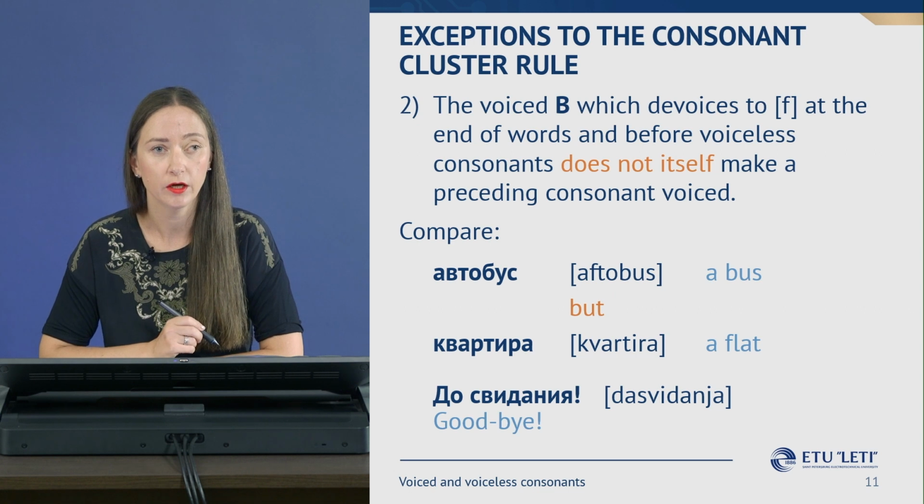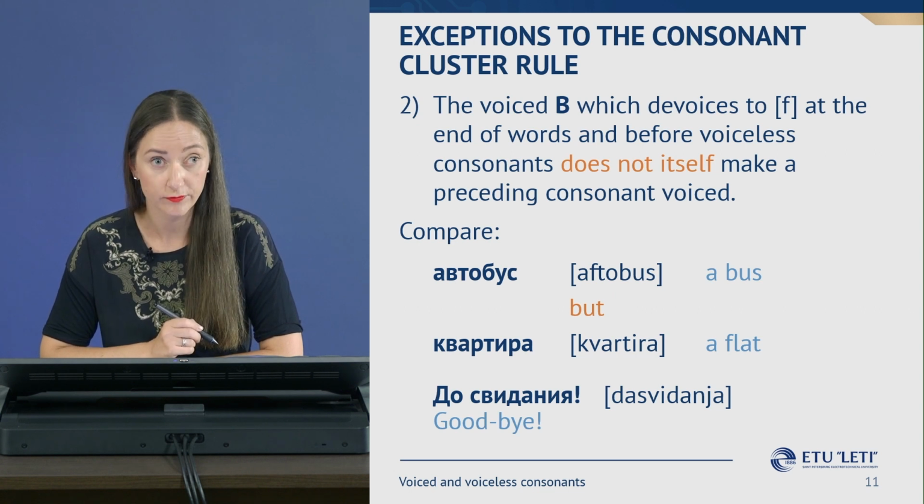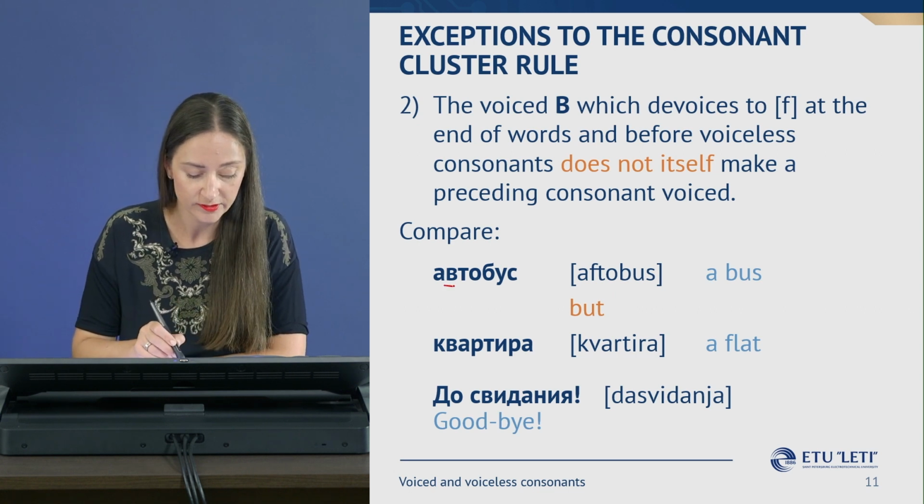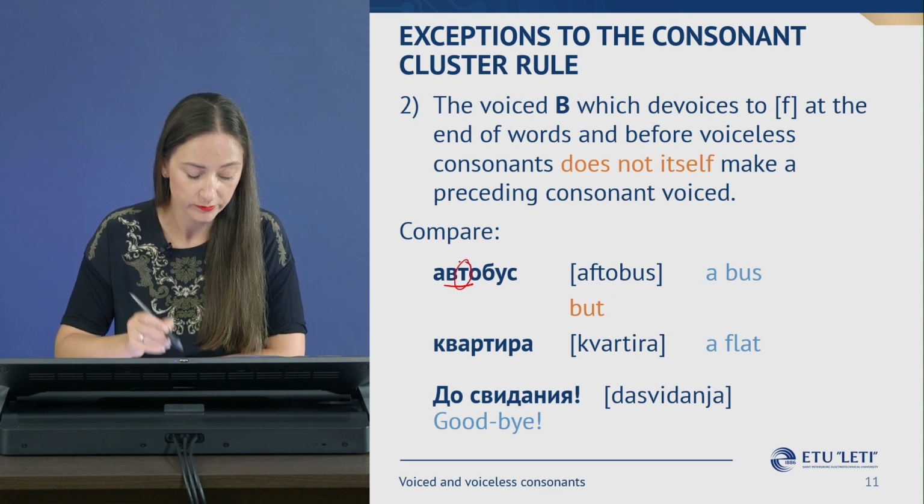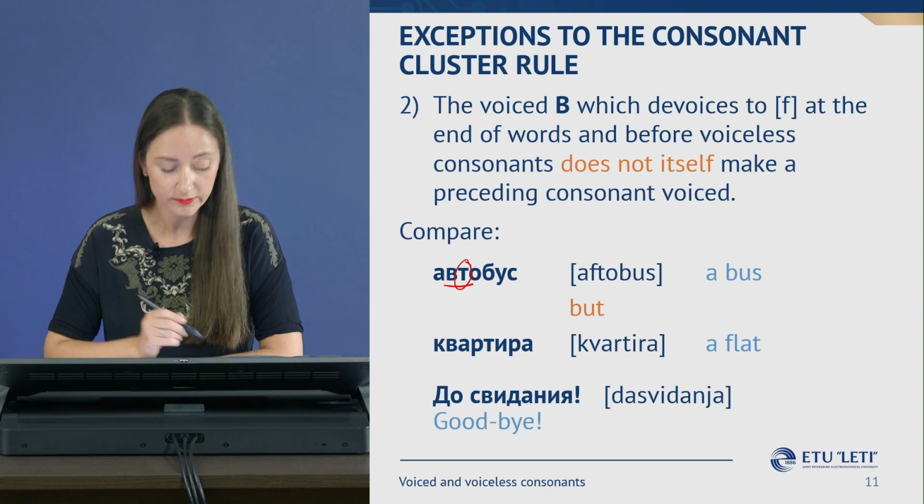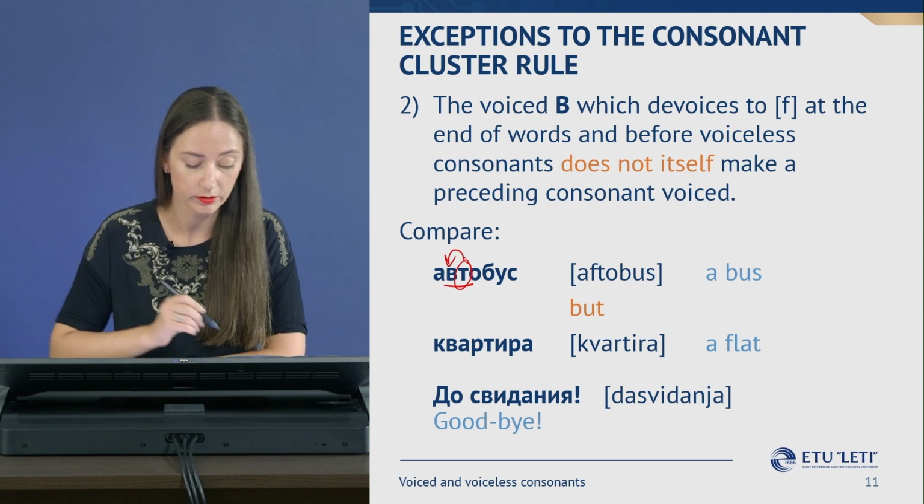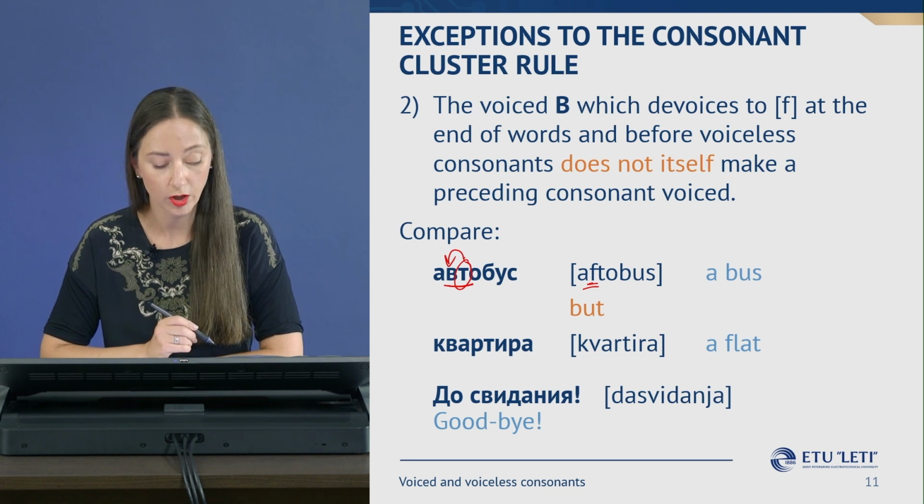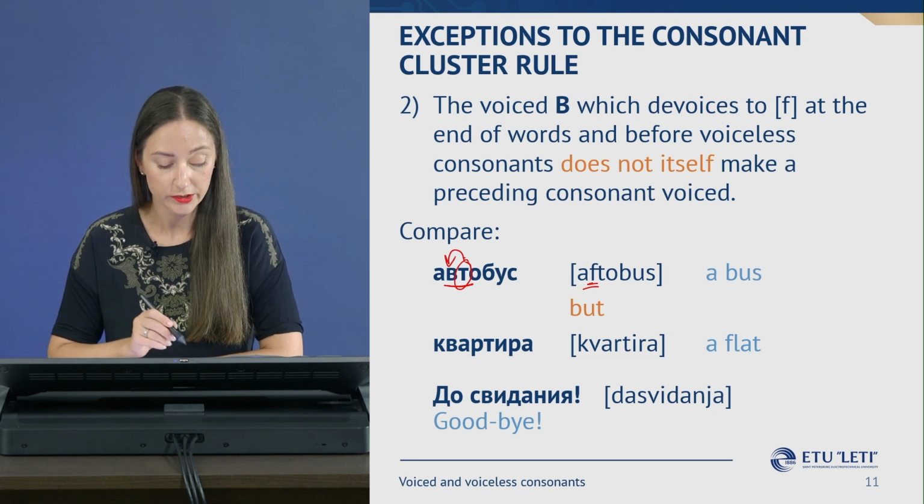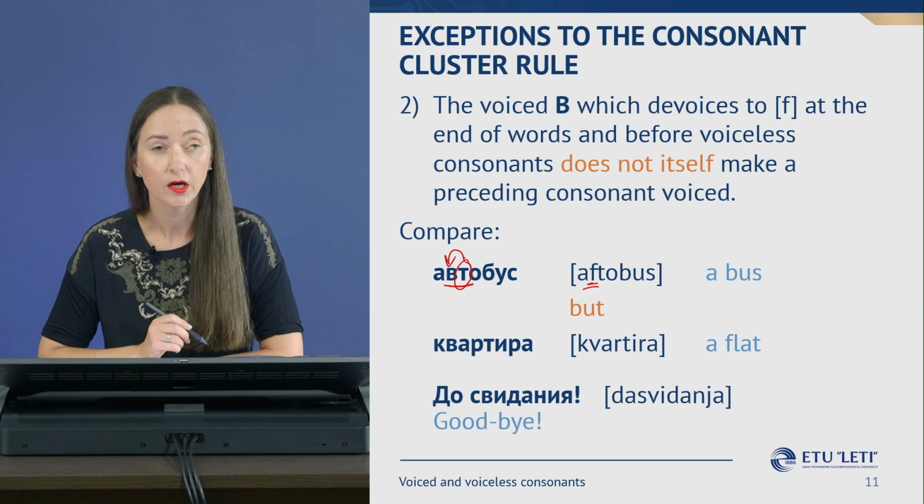So we have the word автобус. Автобус. So look, this is our cluster. Look at the final letter. Final letter is T. It's voiceless. So V right here will become F, right? Автобус. But in our next example, квартира.